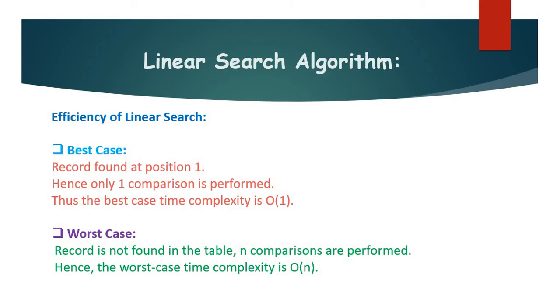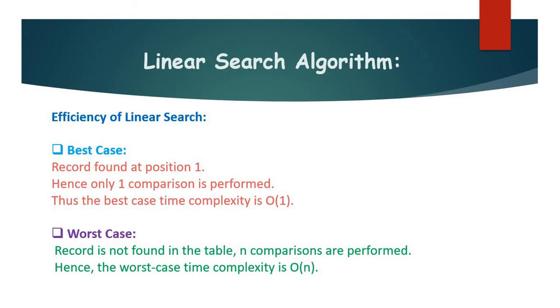Efficiency of linear search. There are three types of efficiency: best case, worst case, as well as average case. The first one is the best case. The record is found at position 1, hence only one comparison is performed and this is the best case. Time complexity is O(1).